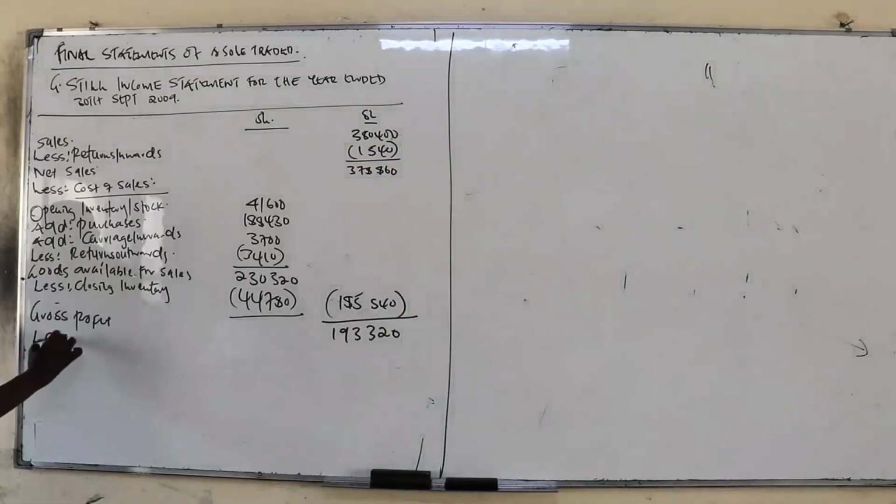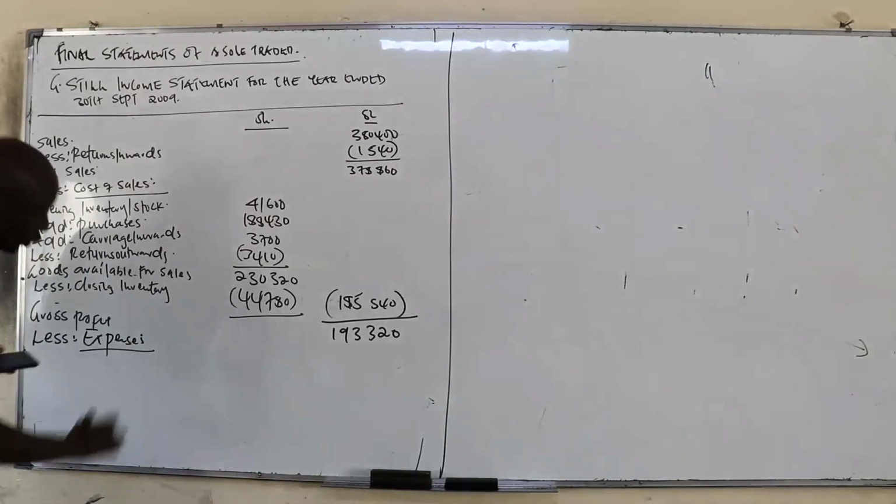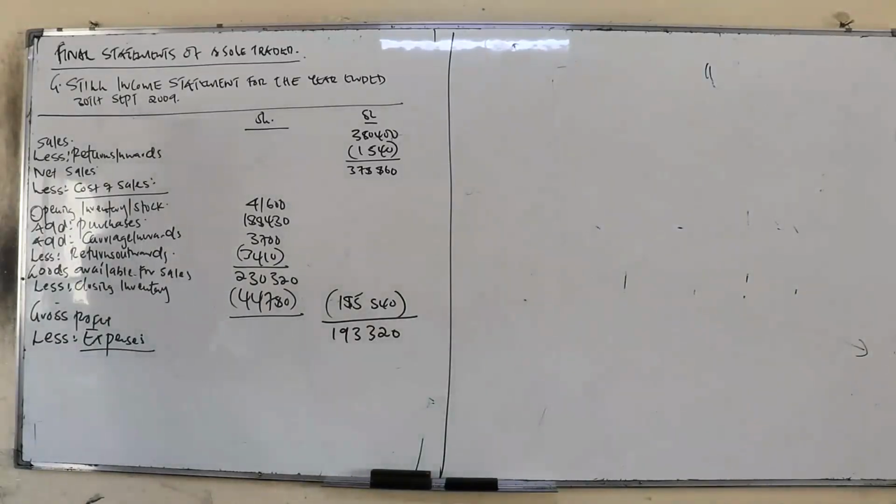You less expenses. So you should be in a position to distinguish between expenses, assets, and liabilities. You should be able to know this is an expenditure, this is an asset, this is a liability. So you go to the trial balance. The first item there, we have inventory. That one you've dealt with. Then we have carriage outwards. Carriage outwards is an expense.